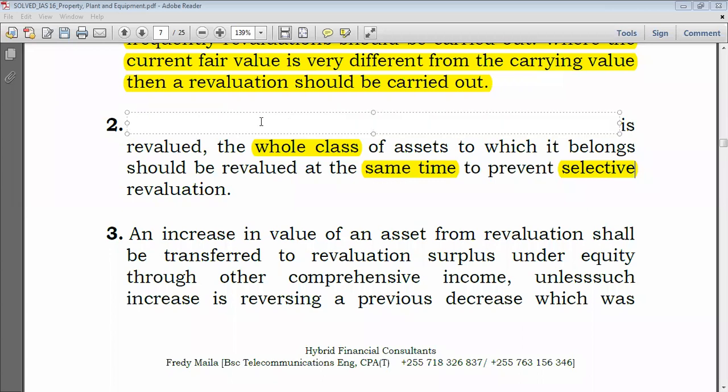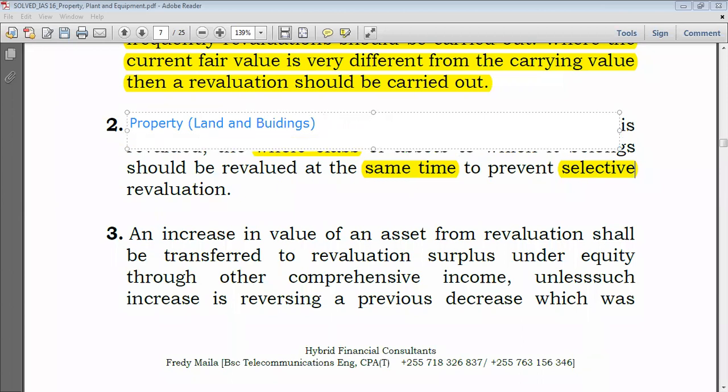What do I mean by this one? We've spoken of property, plant, and equipment. Property can be considered to be in its own class, and property is always land and the building. So you cannot revalue one building and leave the others, or revalue the building and leave the land. That's not allowed.